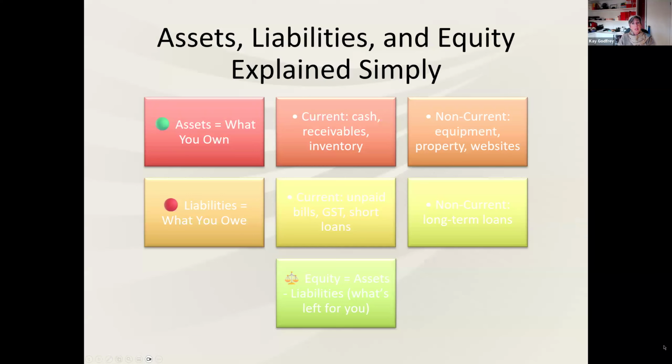So assets, liabilities, and equity explained simply. Assets are what you own. So you might have equipment, it might be money owing to you, it might be cash at bank. Or it could also be inventory. If it's non-current, it's more likely to be the equipment because it's something that will last for several years. Current is stuff that will turn over quite quickly. So non-current again could be equipment, property, or even websites.